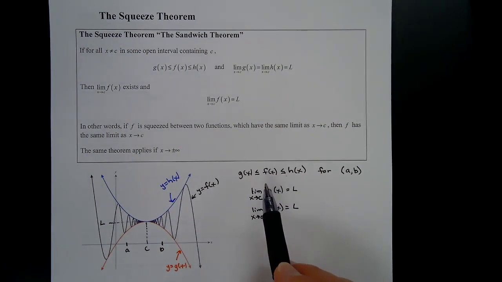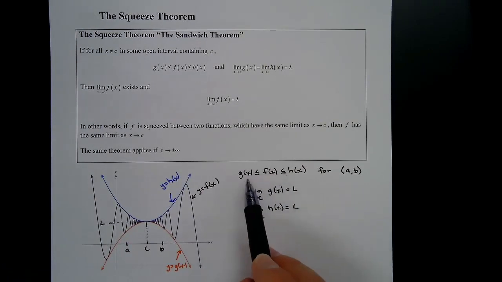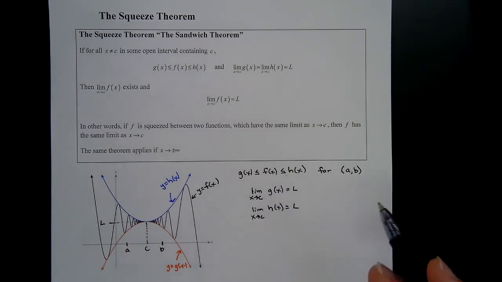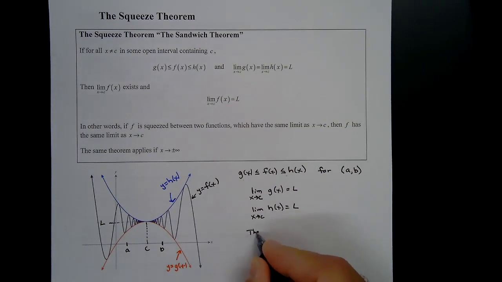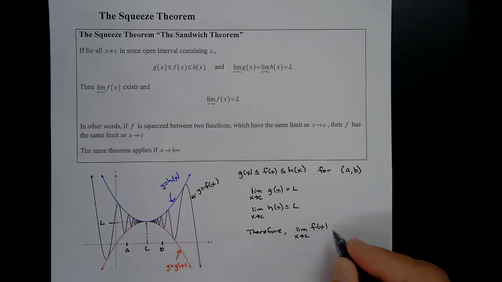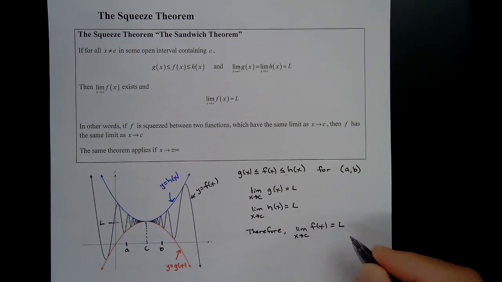Now this is the hard part that I'm not going to make you do. Trying to come up with these actual functions is really, really difficult, and takes a lot of math knowledge to do. So we're going to skip that part. We can say, therefore, the limit as x approaches c of f of x, the one we're actually trying to find, must also equal L.